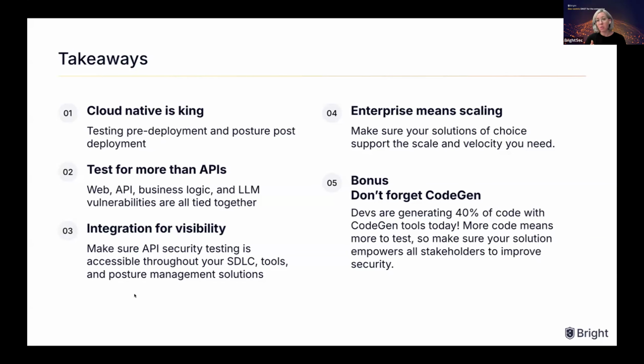Bright customers that are on the webinar today can definitely attest to this: what is a vulnerability that is just web, or just API, or just business logic? Depending on the context, it could be all three of them, or even also an LLM vulnerability. So you cannot look at something from a very narrow viewpoint. You have to be looking at it in the broader context, and you have to be testing for everything.